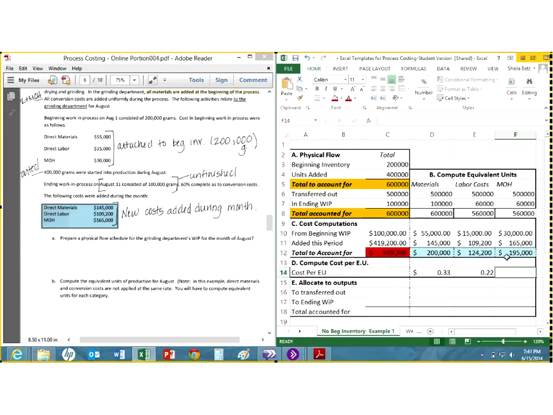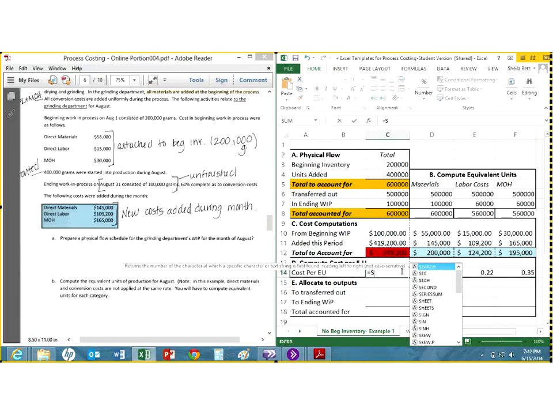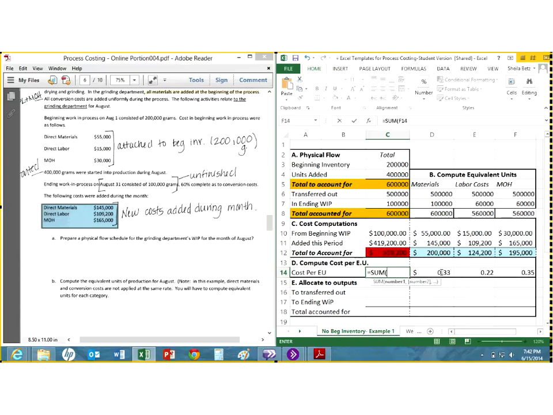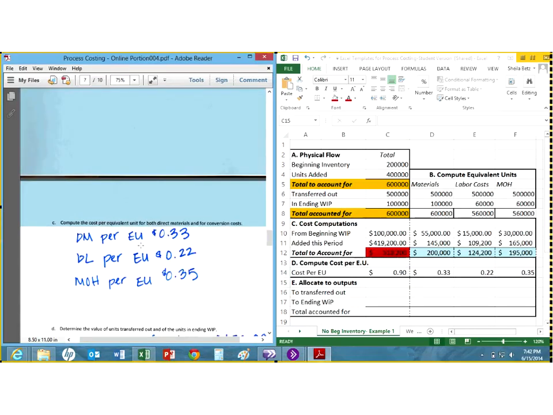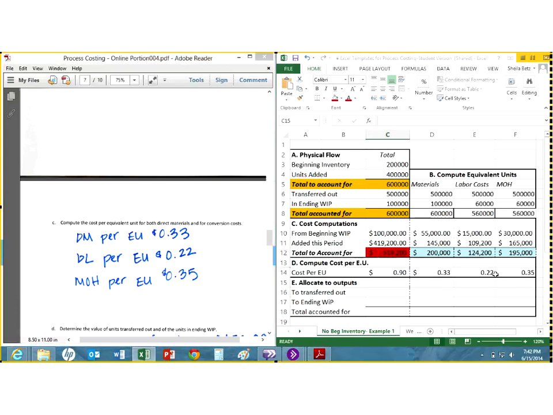And then finally for overhead, I'm going to do the same thing. Take the total of 195,000 of overhead cost, divided by the 560,000 grams of cornmeal we worked on for overhead, and it comes out I have 35 cents of overhead cost for every gram of cornmeal. And if I add this up for every equivalent unit I'm working on, I have 90 cents of product cost. So for question C, when it's asking to compute the cost per equivalent unit for both direct materials and conversion costs, this is what I'm wanting. I have 33 cents, 22 cents, and 35 cents.